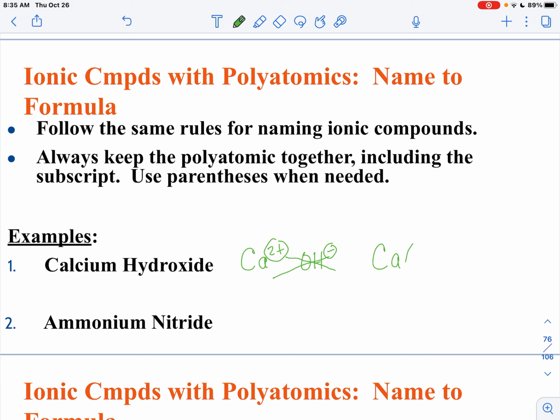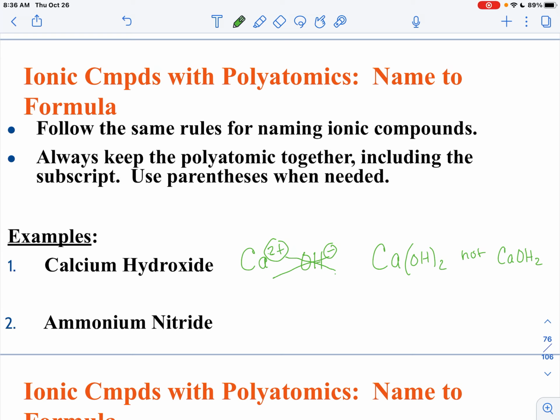And then you have to put the OH in parentheses so that it's clear that the 2 applies to the whole thing. So you don't want to write this, because then it looks like that 2 only applies to the H. And it does not. It applies to the entire polyatomic, because that polyatomic is one thing. So you need to have parentheses around it. You need parentheses when the subscript that you're crisscrossing, in this case the 2, is not a 1.